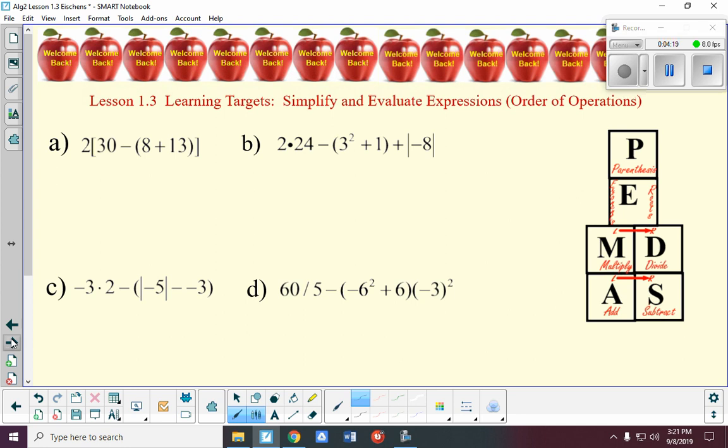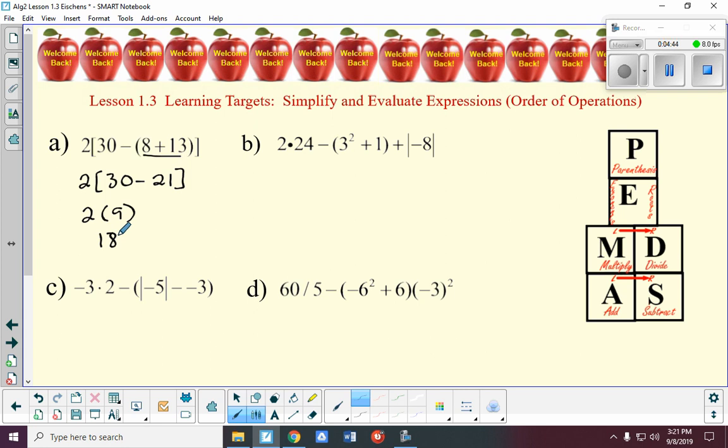All right, we'll look at this first one here. We have brackets and parentheses. So when this happens, we work on the inside-most parentheses first. So that would be 30 minus 21. 8 plus 13 is 21. And now we work on this set of brackets or parentheses. And that would be 9. And so we get 18.